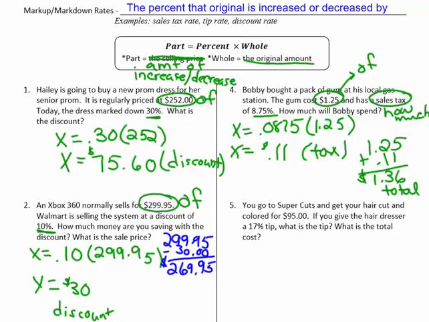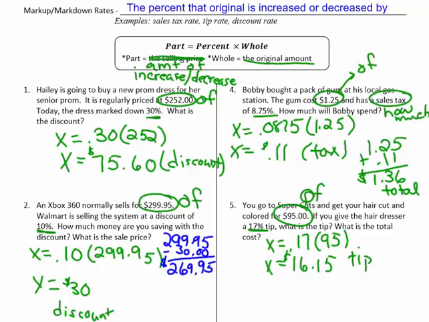All right, number 5, you go to Supercuts and get your hair cut and colored for $95. If you give the hairdresser a 17% tip, what is the tip? So a tip is extra money that you pay for good service. You usually give it to people like servers at restaurants, hairstylists, those kinds of things. So here's my percent, here's my of. So we're going to have X equals 0.17 times 95. Again, it's money, so I'm going to make sure I'm rounding to the nearest penny, $16.15. That's the tip.